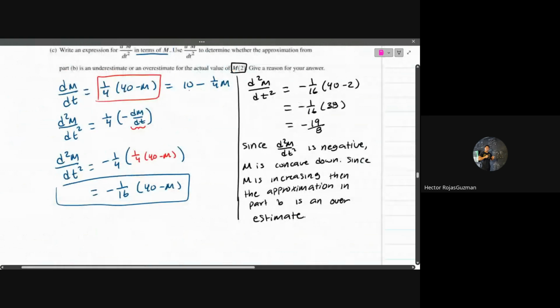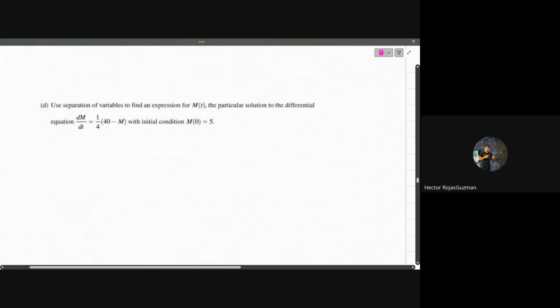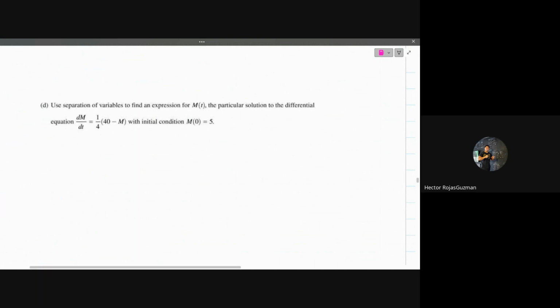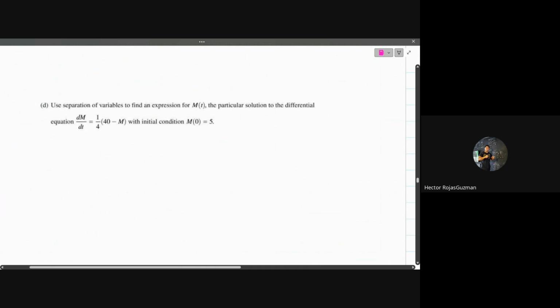Okay. Part D. Use separation of variables to find an expression for m of t, the particular solution to the differential equation dm dt, with the initial condition m of 0 equals 5. I love these questions, guys, all right? And if you get one of these in the FRQs in 2024, it's going to be like 3 points, because these are usually worth a lot. Let me take a look at the rubric and tell you what it's worth.